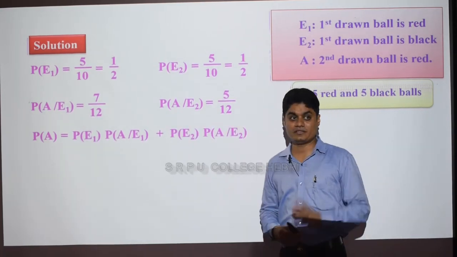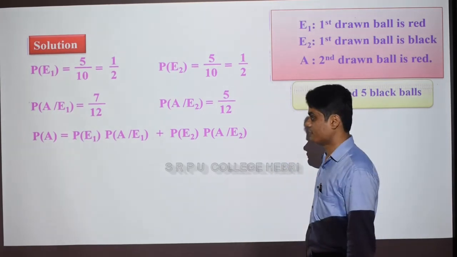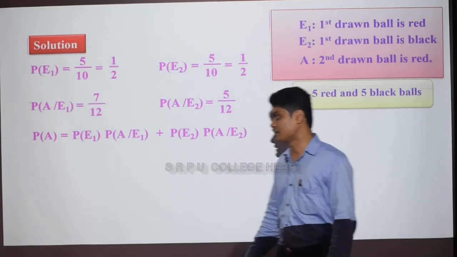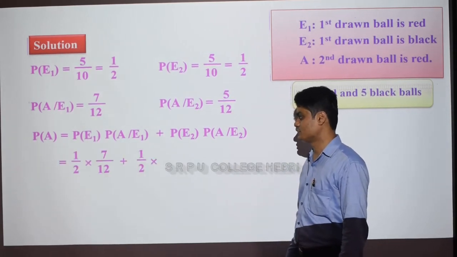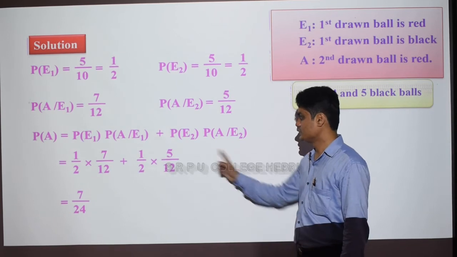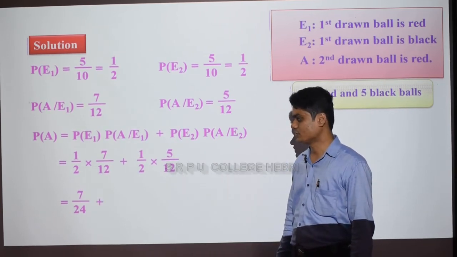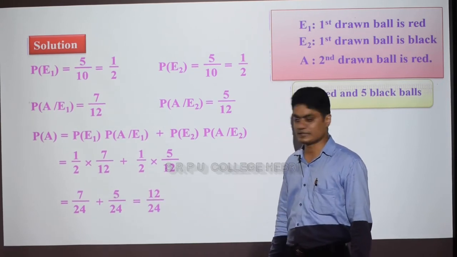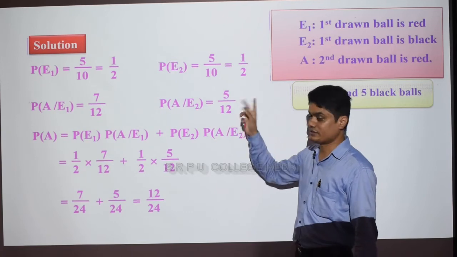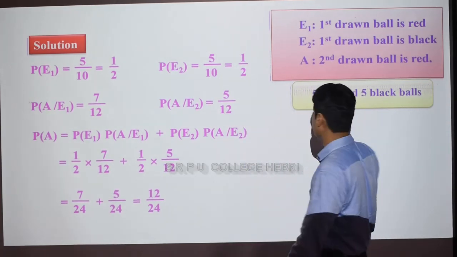Since there are two events, no need to write the summation notation. So probability of E1 into probability of A given E1 plus probability of E2 into probability of A given E2. All the values are there, substitute them. Correct? Substitute all the values, simplify: 7 by 24 plus 5 by 24, which is equal to 12 by 24. Understood? Do you know why here? The two extra balls are put only for red color, not when black comes. So it is 5 only. Why 12? Tell me.